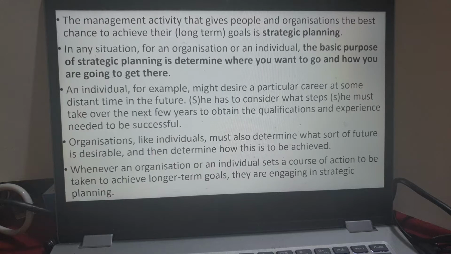Now, the management activity that gives people and organizations the best chance to achieve their long-term goals is strategic planning. In any situation, for an organization or an individual, the basic purpose of strategic planning is to determine where you want to go and how you are going to get there. Yes, simple questions. Now, an individual, for example, might desire a particular career at some distant time in the future. Talk of your kids, your children.